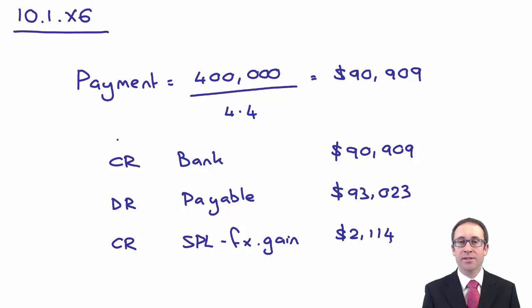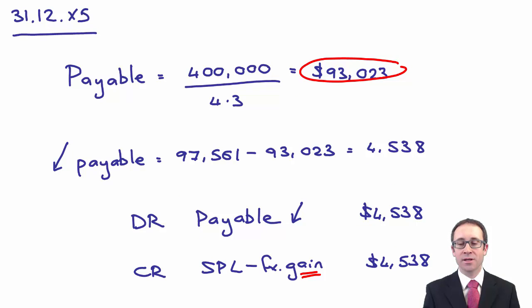Okay. As well as being able to process the debits and credits, you need to think about what is shown within the financial statements. So most importantly, at the end of the year, you have a payable in your current liabilities at 93023 and an FX gain of 4538. Okay. Work through the example again, make sure that you're happy with it, and if you get stuck, you know where we are. Keep up the hard work.